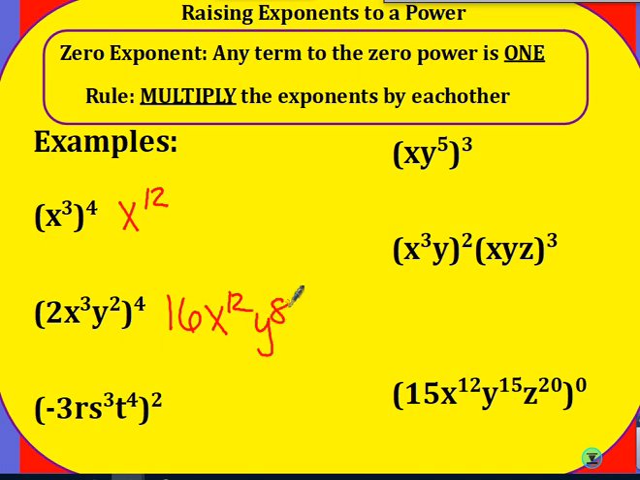In your next example, you are going to raise negative 3r s to the third t to the fourth to the second power. Start by raising negative 3 to the second power. That means negative 3 times negative 3, which is positive 9. r to the second power is r to the second power. s to the third power raised to the second power is s to the sixth power, because you multiply 3 times 2 to give you 6. t to the fourth power to the second power is t to the 8th.